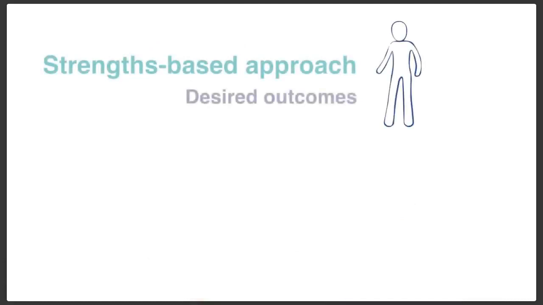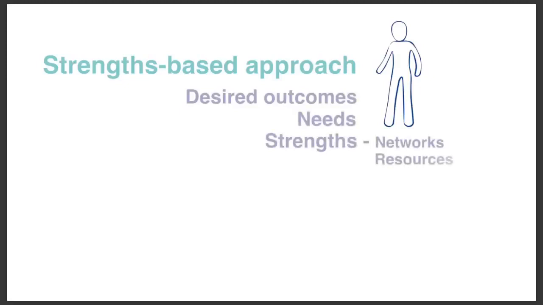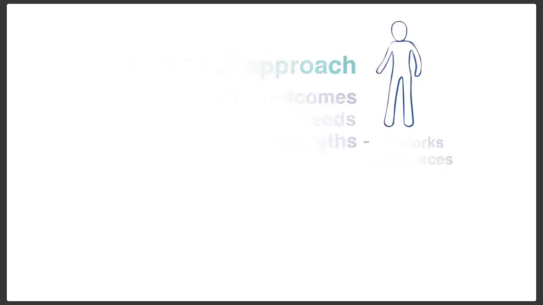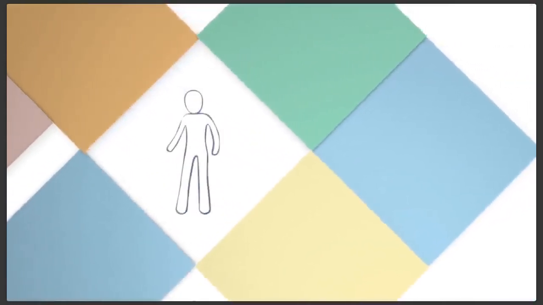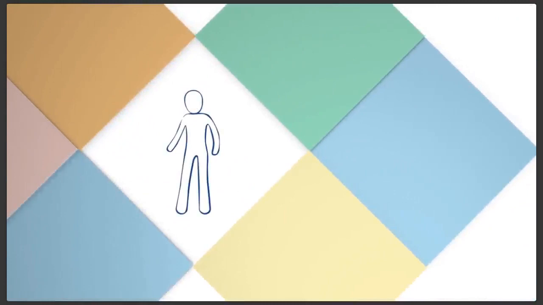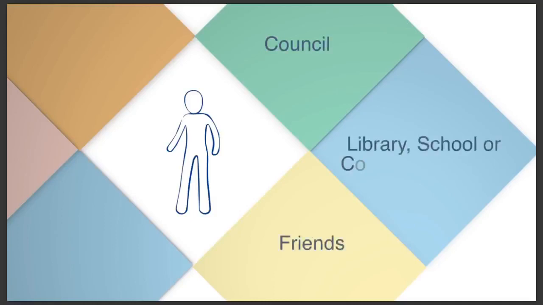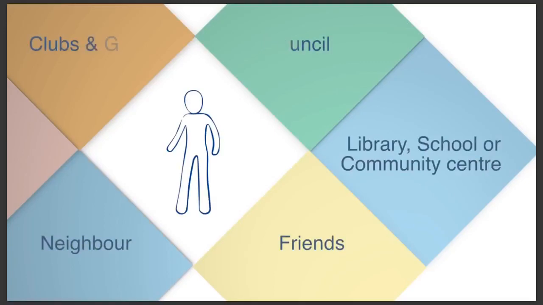Through a strengths-based approach, we support the individual to identify their personal outcomes, their needs and their strengths, including social and family networks and other universal resources available to them. We can then work together to identify how strengths, individual and community resources, can support them to improve their lives. This may be, for example, the local council, their skills or knowledge, a friend, library, neighbour, health club, or a social group.